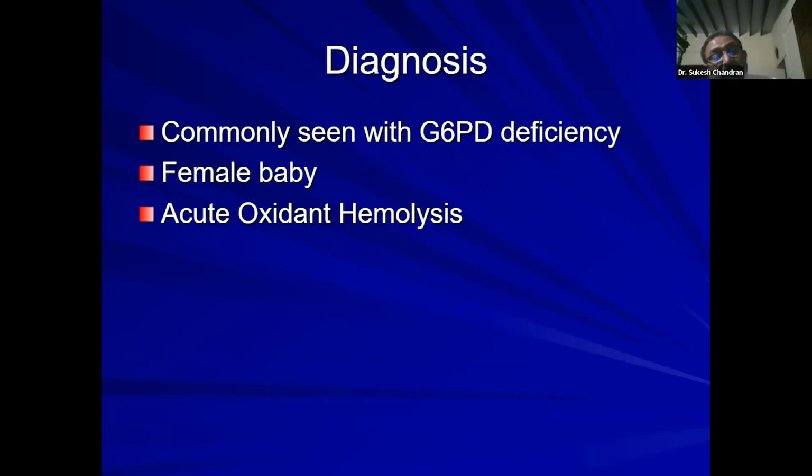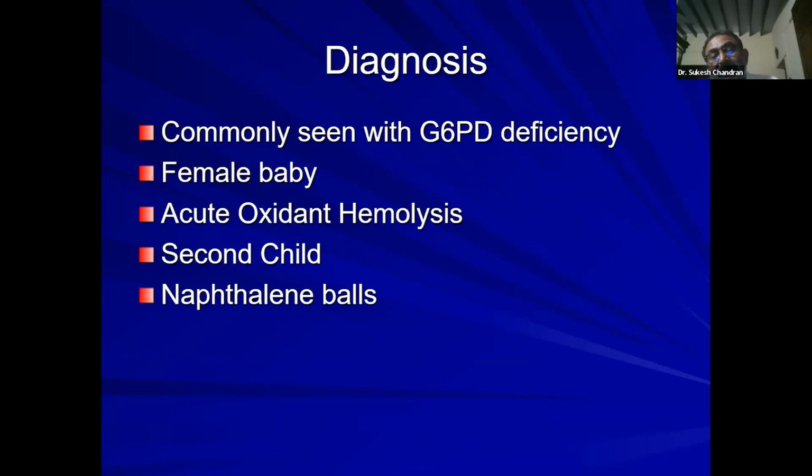But this guy was persistent, and he said that the second child of the parents was wearing the clothes of the first child, which were kept in a box full of naphthalene balls. And I said, that can cause acute oxidant hemolysis. Such experiences are very good, and sometimes they come in handy.